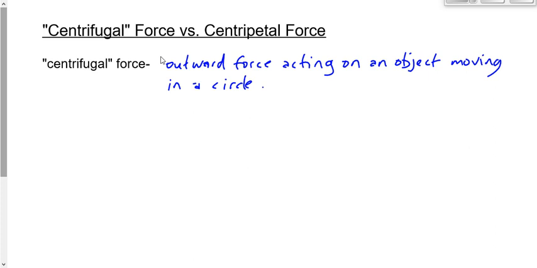This centrifugal force is that outward force acting on an object moving in a circle. You've experienced it in your car. You go into a turn quickly and you feel like you're being pushed to the outer door of your car. Yeah? I'll explain that in a second, okay?